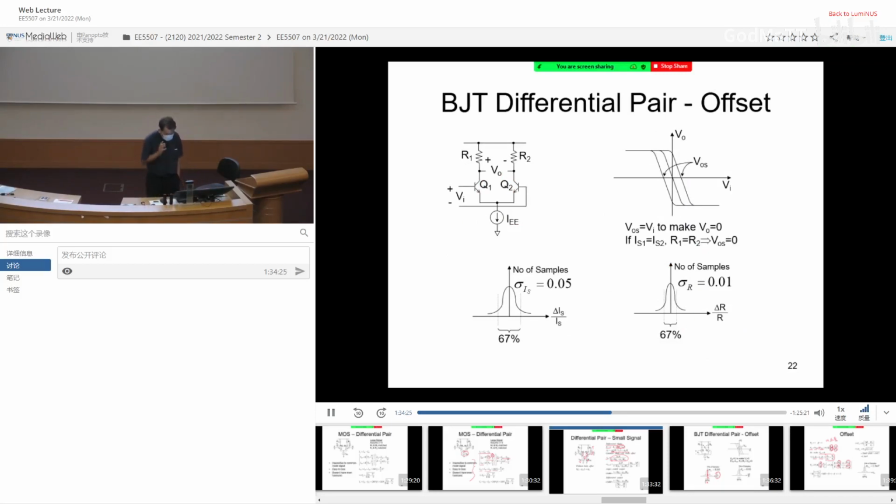Now here comes an important concept called offset. In the workshop, I did talk about offset, and the way we simulate it is very simple. We just run a Monte Carlo simulation. The way the Monte Carlo simulation works is this.